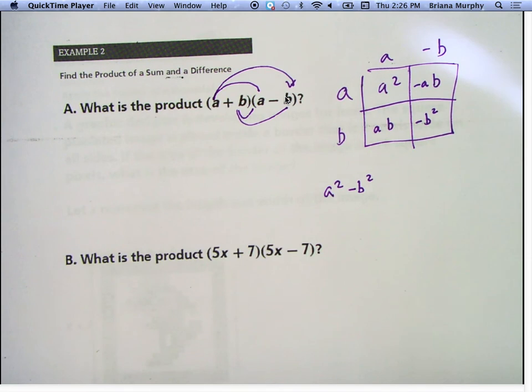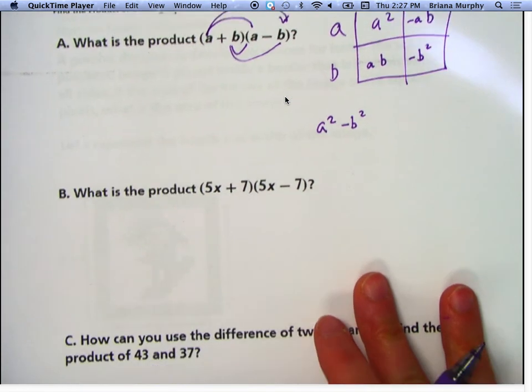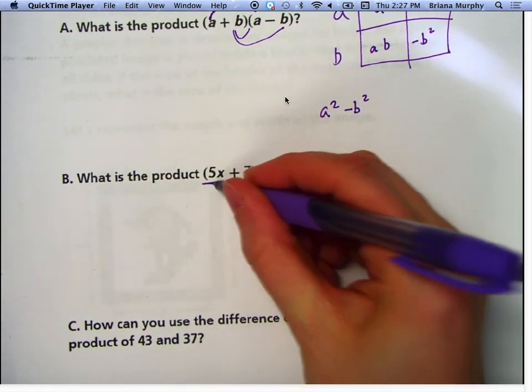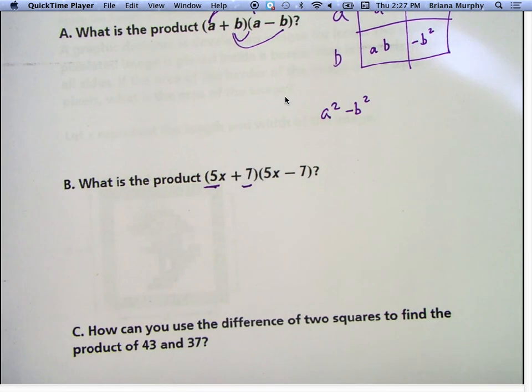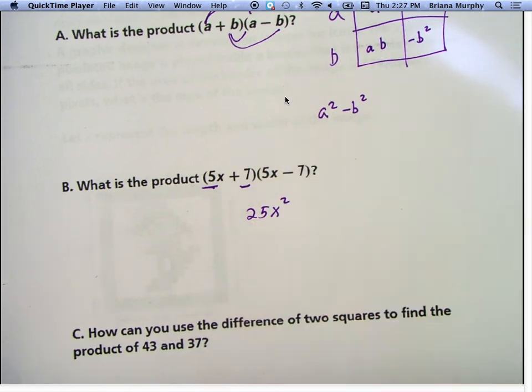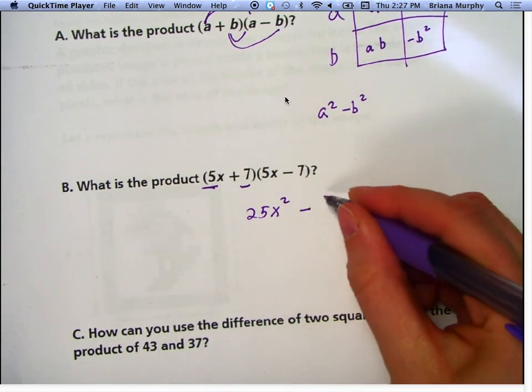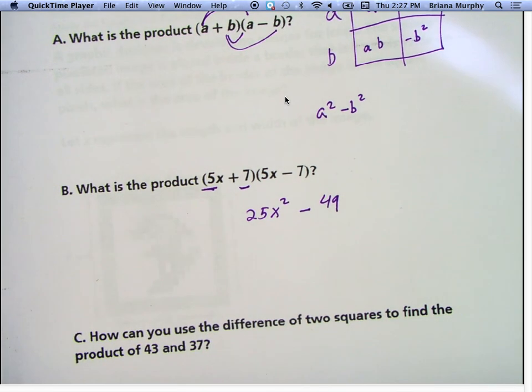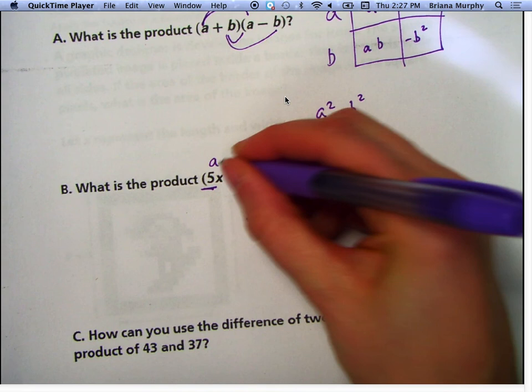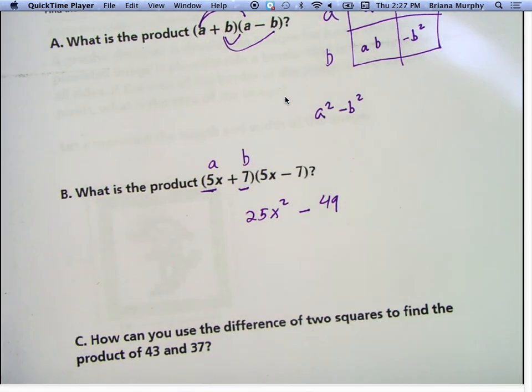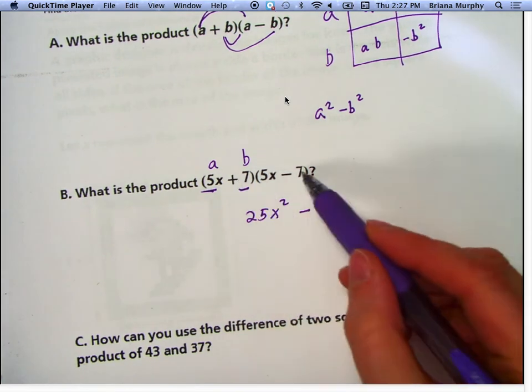Okay, so you ready to see how this trick works with numbers? Sure. This one I actually think is not too bad. All it means is you square this one, and you square this one. What's 5x times 5x? 25x squared. What's 7 times 7? 49. So this was my A, this is my B. You put a minus sign in the middle. Why? Because then positive times a negative will be a negative.